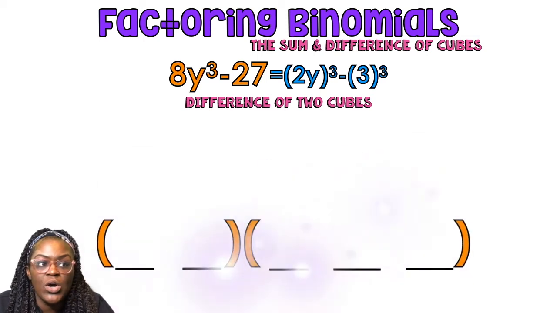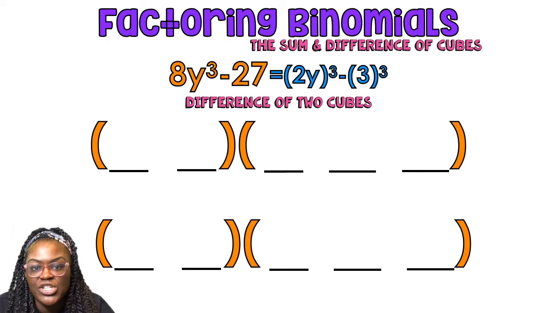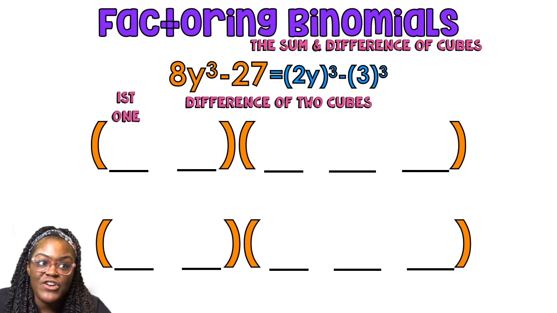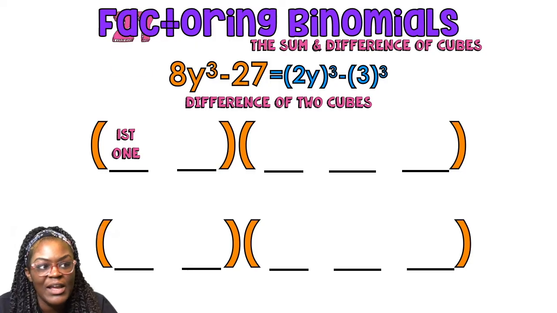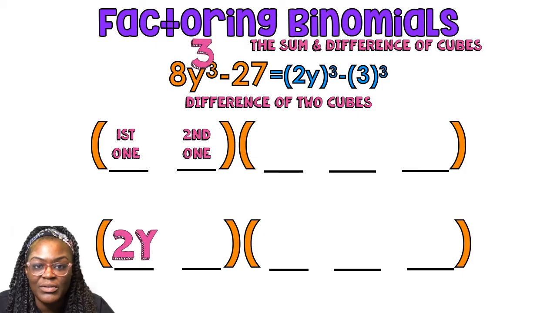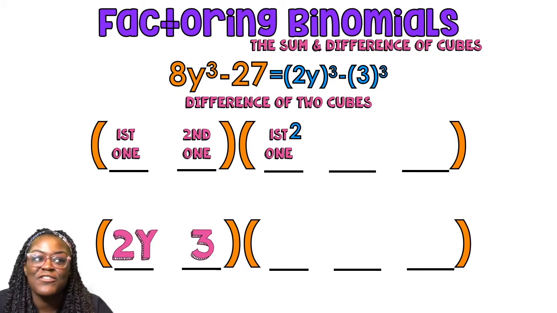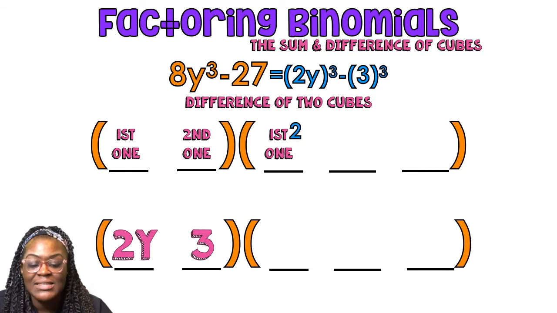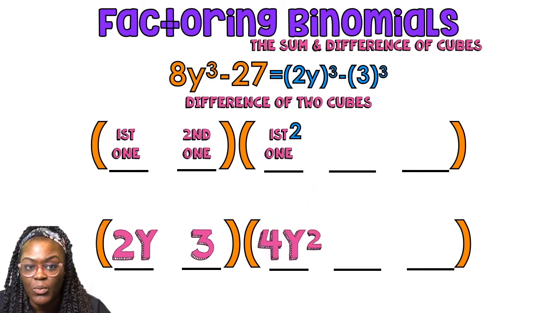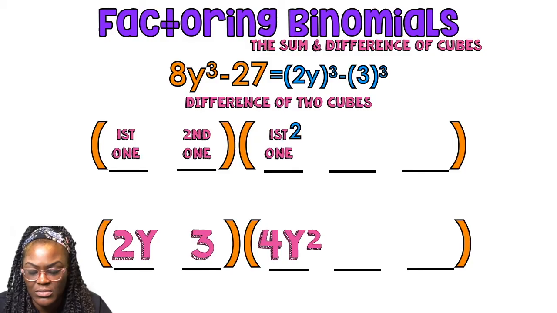So let's go. I'm going to set up my problem with a binomial and then a trinomial, right? And then I set up that second one just so that you guys can see the pattern. So the pattern is first one, that's the beginning of the song, right? So 2y is the first one. Second one. That's going to be 3, right? First one squared. So the first one, again, was 2y, right? So what is 2y squared? That's 2y times 2y. That's going to be 4y squared, right? Don't say it's 2y squared. 4y squared because 2 times 2.